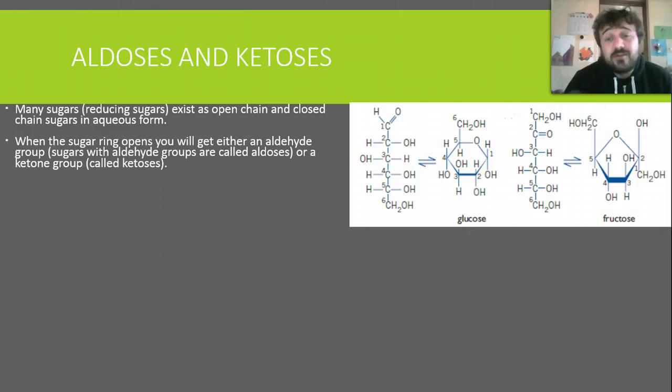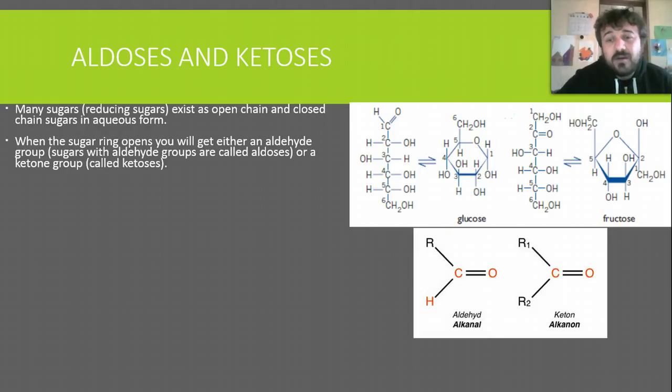So aldoses are sugars with an aldehyde group in the open form. Ketoses are sugars with a ketone group. An aldehyde group is this one here. It's right on the end. See, there's the H there. For a ketone group, it's in the middle somewhere. It can be any of carbons 1 to 6. Oh, sorry, in this case, 2 to 5. But it's not on the end.